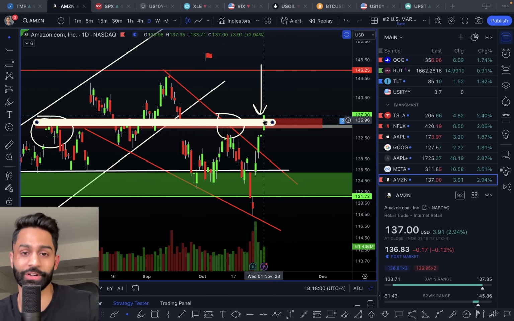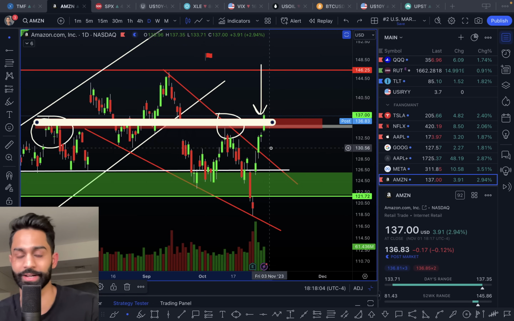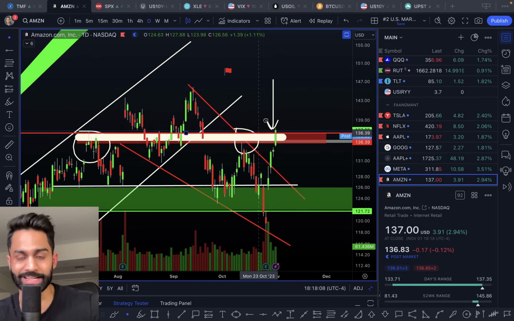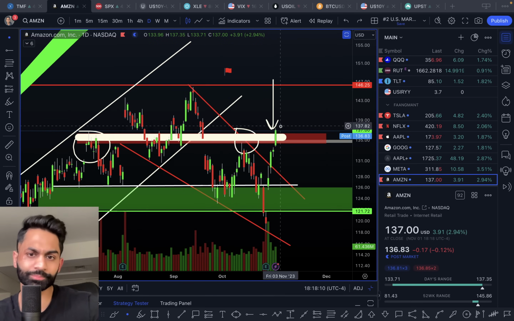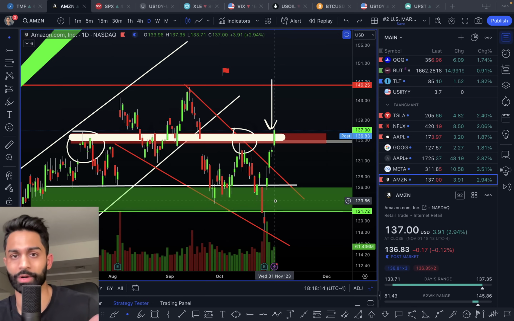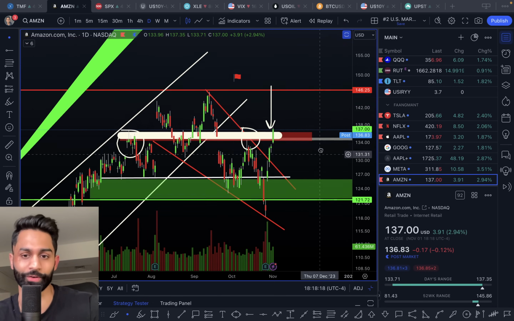Amazon also with a very nice breakout. This right here was a resistance for Amazon, and we're seeing a very nice breakout for this company. Resistance is going to be all the way up to 146 for Amazon. So that right there is going to be the level to watch. And of course, we have a massive support sitting roughly around $123, $124 per share for Amazon moving forward.